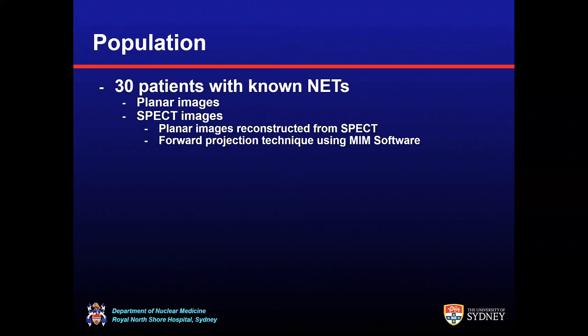The population for this study were 30 patients with neuroendocrine tumors who have undergone at least one cycle of lutetium octreotate therapy, who had the planar and the SPECT CT images done as per protocol after their cycle of lutate treatment. The SPECT images were then further processed and planar images were reconstructed from the SPECT data. The algorithm applied was the forward projection technique using MIM software.